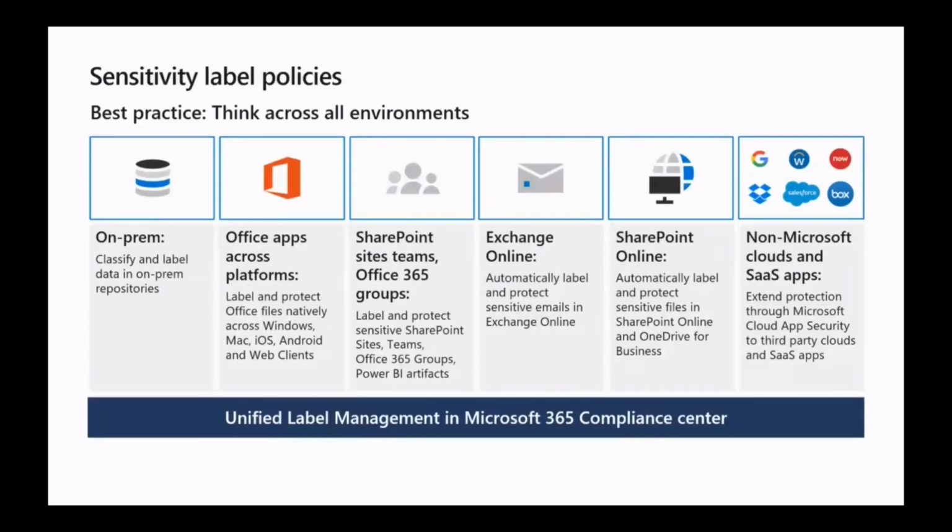And also for certain versions of Office applications across all platforms, again depending on the version of Office or the application from the Office suite that is being used, you can label and protect Office files natively across Windows, Mac, iOS, Android, and even web clients if you want to. Also, for specific applications such as SharePoint, Teams, and Exchange Online, you can apply different labels in order to further protect the data.